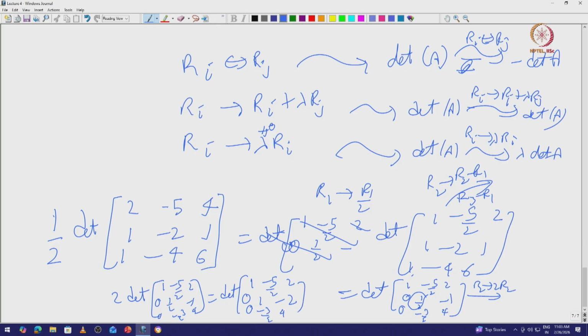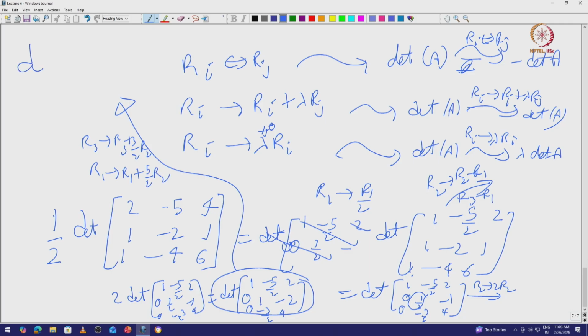Then what did we do? Maybe I'll just continue on this page. Then we cleared these two entries, right? We did the third row to third row plus 3 by 2 times the second row, etc. These operations do not change the determinant again, so that's the same as the determinant of this new matrix. And lo and behold, what's the determinant of this matrix? It's an upper triangular matrix, so the product of the diagonal entries is the determinant.